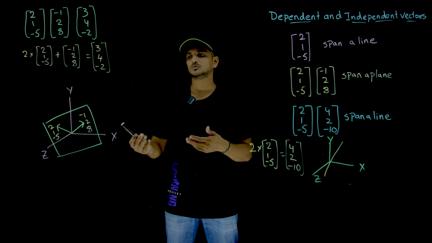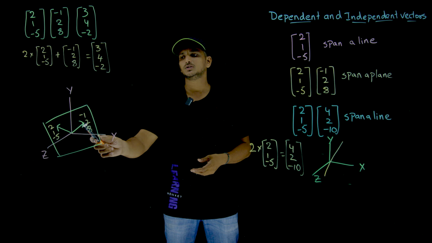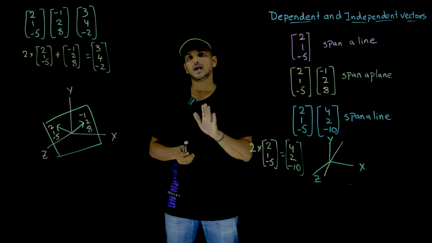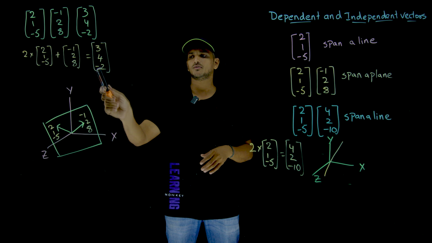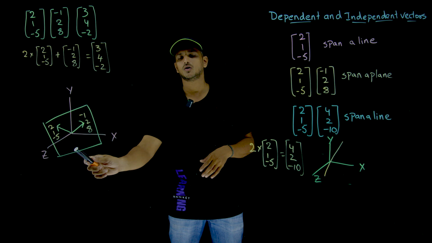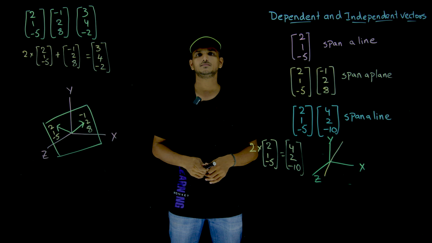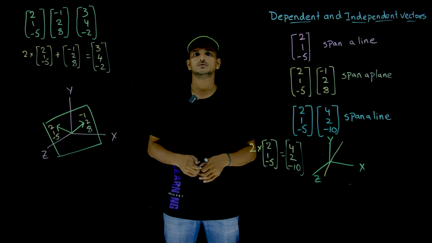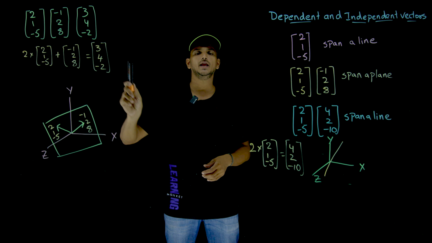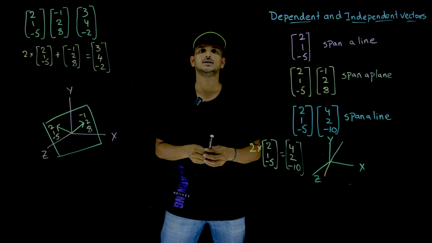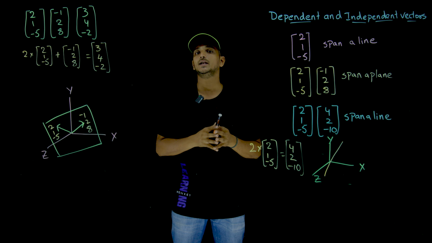That is the concept of spanning which we discussed. By using these two vectors, we are able to span any point on this plane. This vector is somewhere around here on this plane. So this is a dependent vector and these two are independent vectors. Hope you understand the concept of dependent and independent vectors.